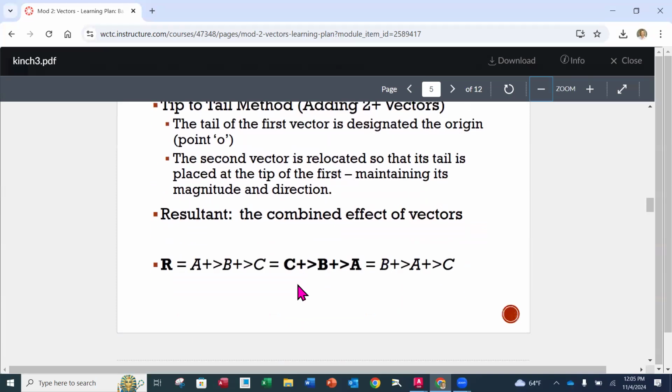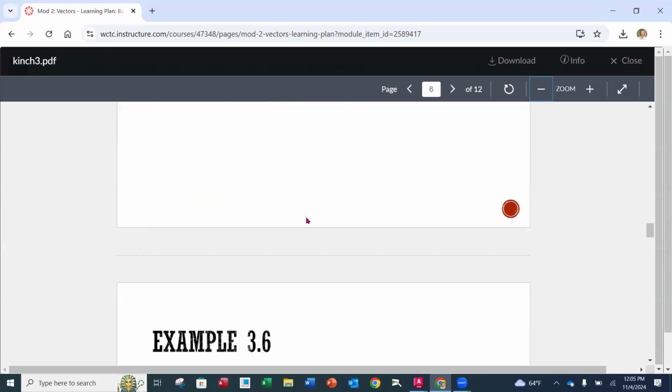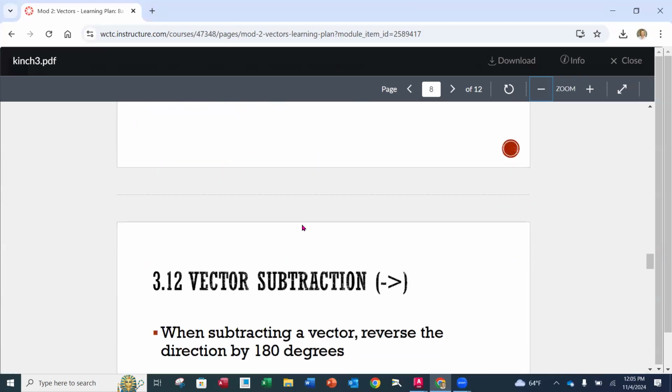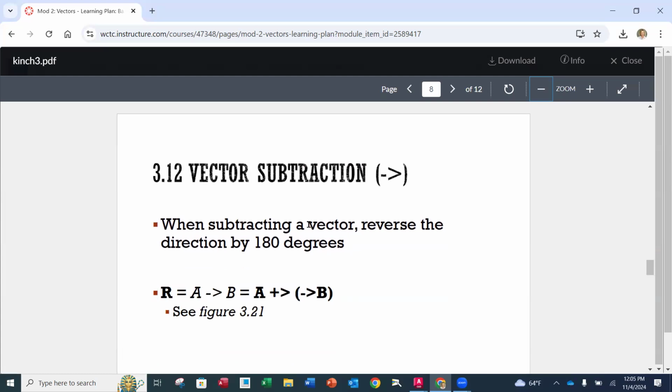So we saw graphically how we can add vectors in any order and still get the same resultant. We did a couple examples for vector addition. Then we talked about vector subtraction, and how vector subtraction is a little different than vector addition.